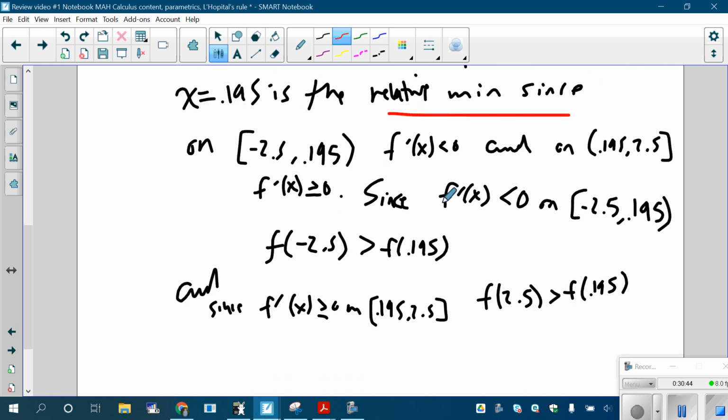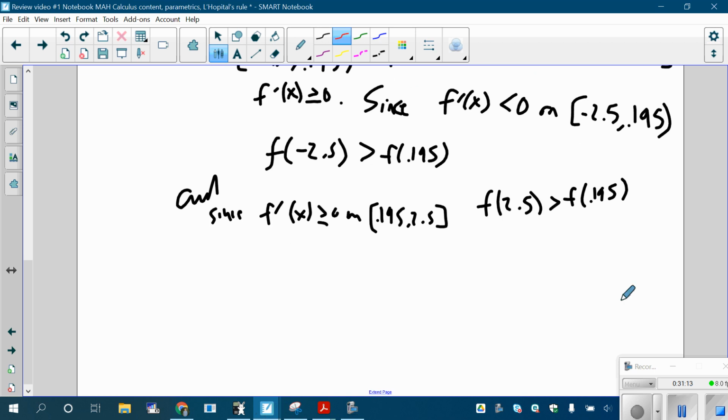How do I know it's the absolute min? Well, if I compare it to the endpoints, f of 0.195 has to be less than whatever the y value is at negative 2.5 because my function's decreasing between those. So if it's decreasing from here to here, then this has to be less. And similarly, if it's increasing from here to here, then f of 2.5 has to be greater than f of 0.195. Therefore, x equals 0.195 is where the absolute min is.